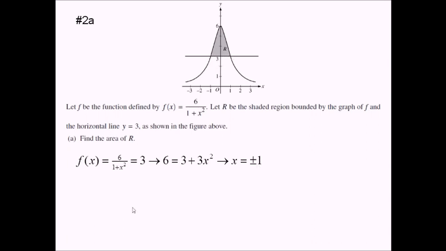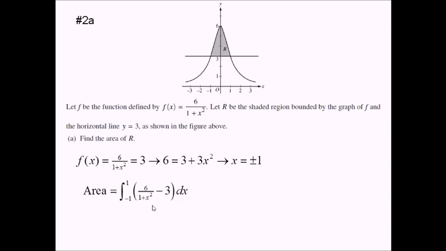So now we're going to have the integral from negative 1 to positive 1. This is going to give us the area here. And inside, we're doing top function minus bottom function. So that's 6 over 1 plus x squared minus 3 dx. And I'm going to have to integrate this one by hand. It's a no calculator problem.